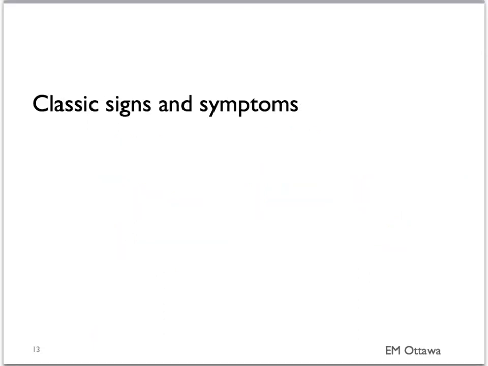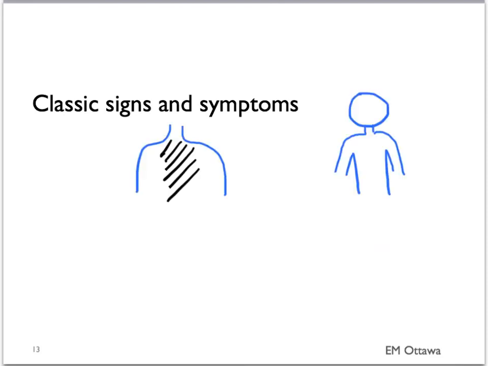For the sake of this module, what we'd like you to remember is the classic signs and symptoms of aortic dissection. The tearing severe back pain, in conjunction with other signs such as CVA, tamponade, ischemic gut, or ischemic limbs.